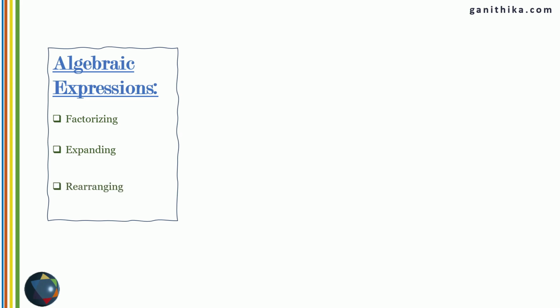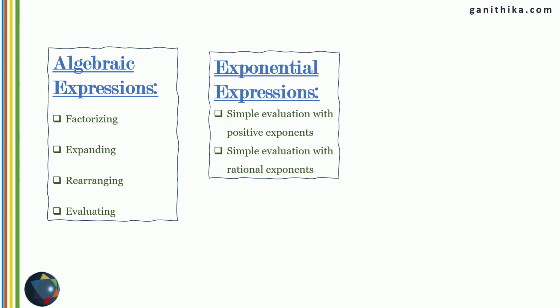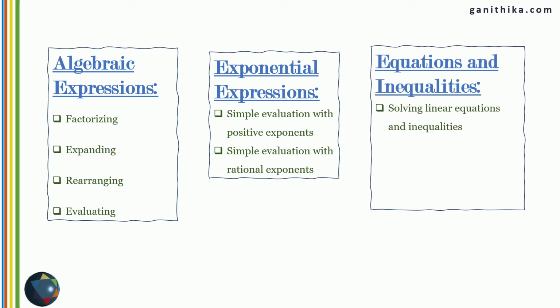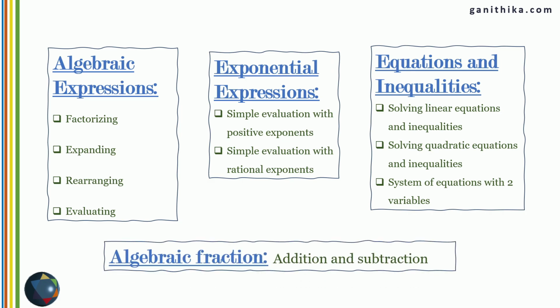So let's summarize what we just had in this section. You had algebraic expressions: factorizing, expanding, rearranging and evaluating, and also you had exponential expressions: simple evaluation of positive exponents, simple evaluation with rational exponents. Rational exponents come only for higher level classes. And under equations and inequalities, you have to know how to solve linear, quadratic inequalities and equations, and also system of equations with two variables, simultaneous equations. And you also should know how to add or subtract algebraic fractions. If you are ready with all these things, you are ready for your DP Maths classes.